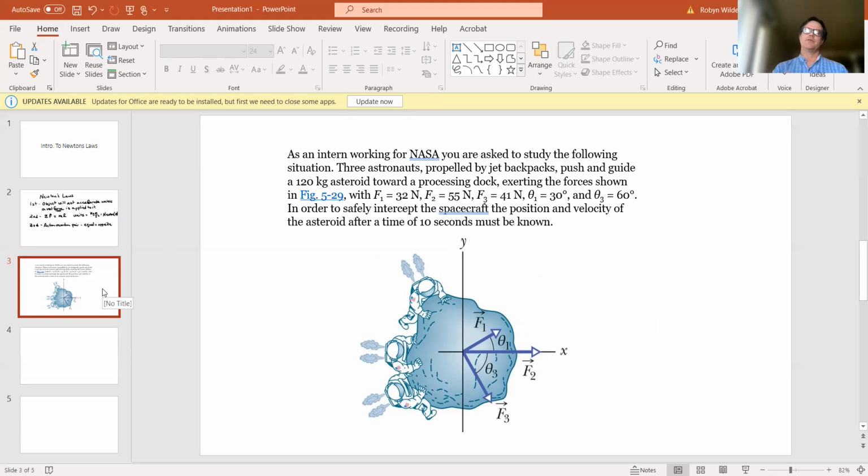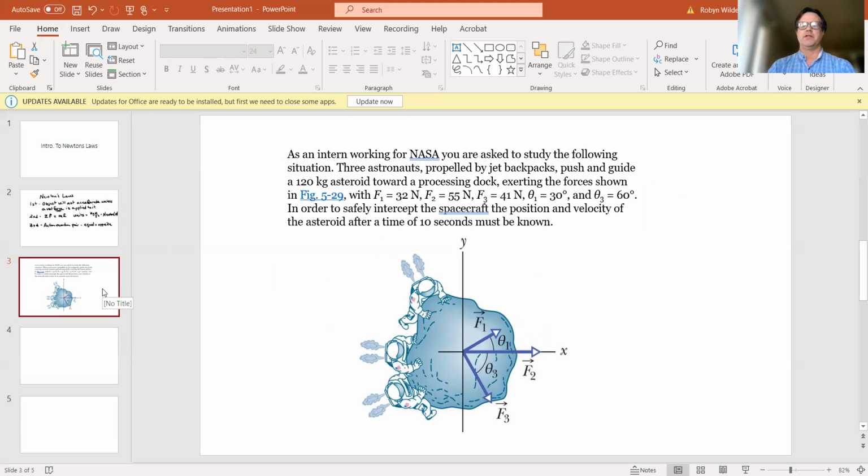This problem actually comes from the book. I believe it's problem 5 in chapter 5. I've modified it a little bit to make it more like a context-rich problem. So as an intern working for NASA, you're asked to study the following situation.